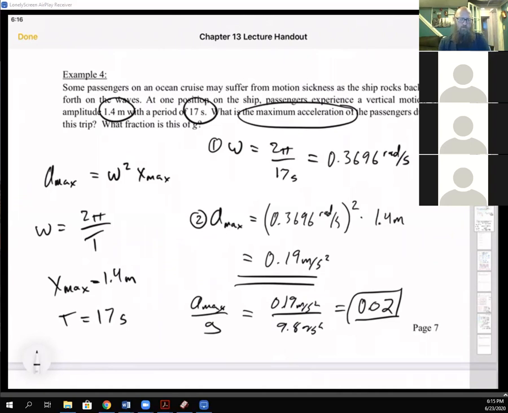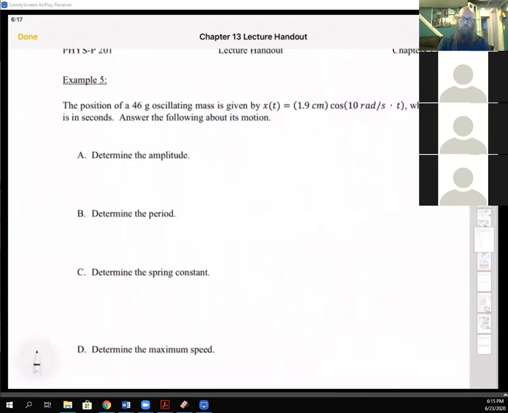So questions about this problem? Mostly we're just stretching our math legs here, kind of exploring the equations. Speaking of exploring the equations, what if I was just given the equation of motion of a simple harmonic oscillator? Could I grab all of the information out of it? So this is example number 5, right? This is the equation of motion of a mass on a spring. So let's see if we can get all of this information out of there.